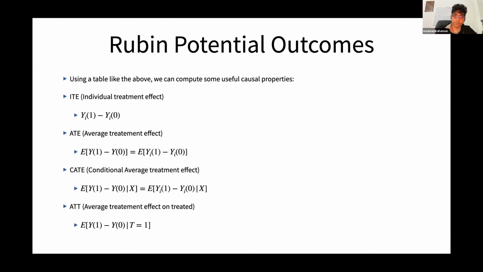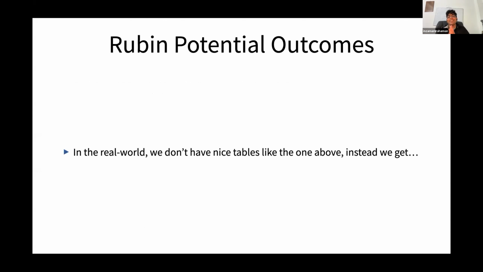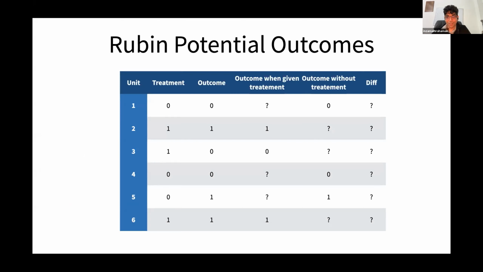Now, what is one issue here? The issue is that in our world we are limited human beings. We can't just rip apart the fabric of reality and take a look at another universe. We can't see those other universes. So our real world tables look more like this, just a bunch of question marks.